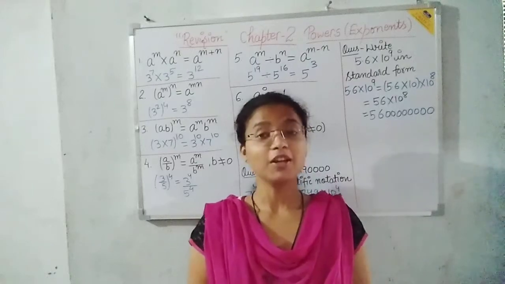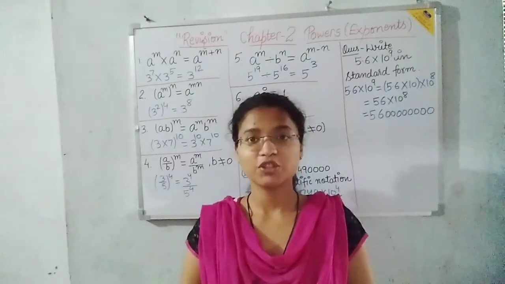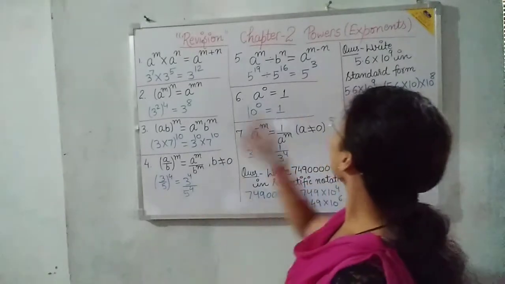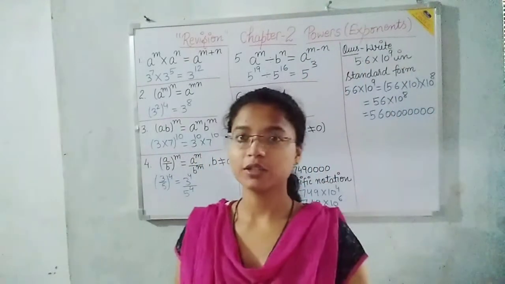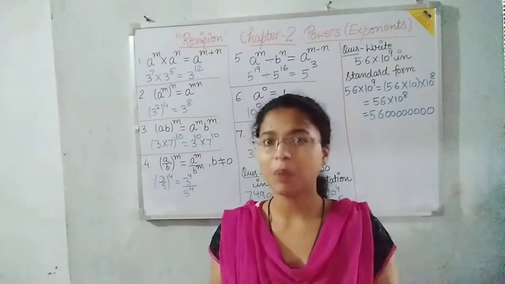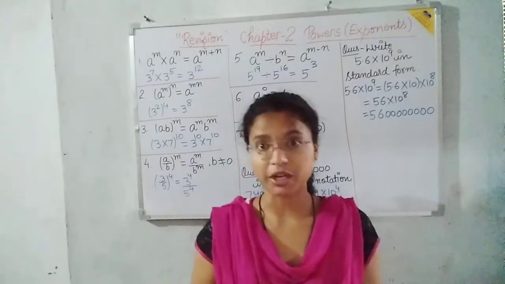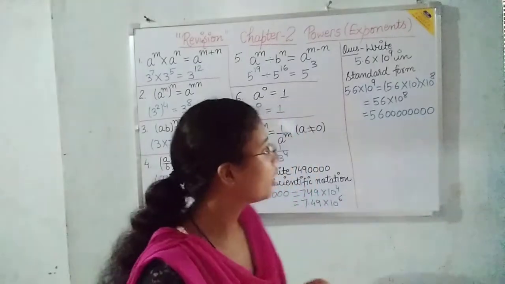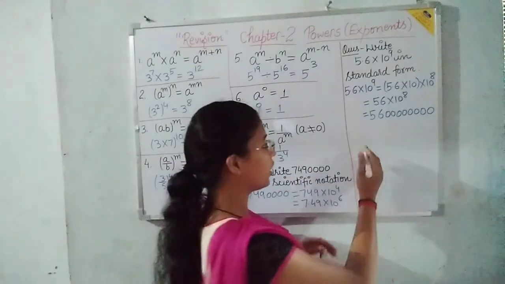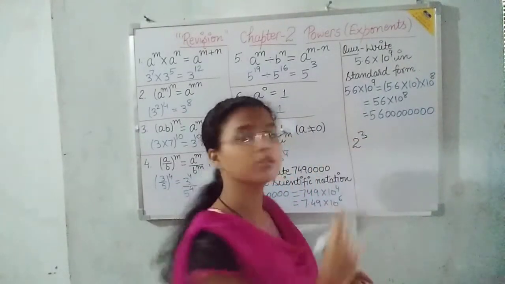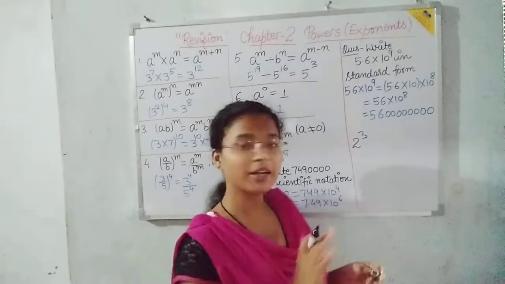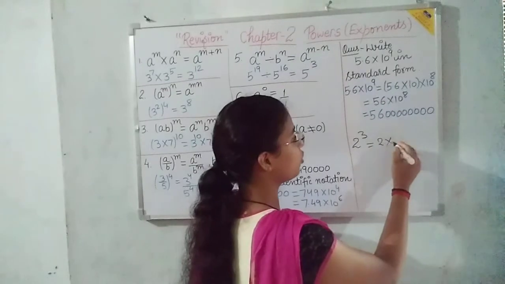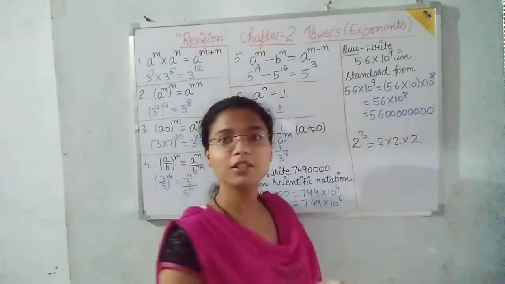So students, today we will revise our chapter 2, which is powers, also known as exponents. First of all, what is a power or exponent? Both are the same. Suppose I have written here 2 to the power 3. This can also be written as 2 into 2 into 2, meaning 3 times.